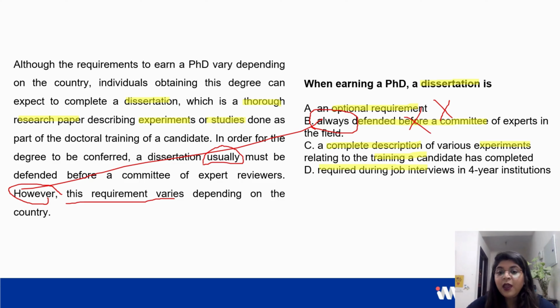Now, C option, a complete description of various experiments. So here, whatever we have highlighted, it is the thorough research paper describing experiments and studies relating to the training a candidate has completed. So this should be the correct answer, but before confirming it, let us read the last option. Required during job interviews in foreign institutions, nowhere is it mentioned. So the correct answer would be C.